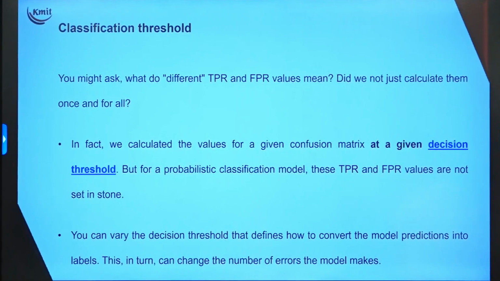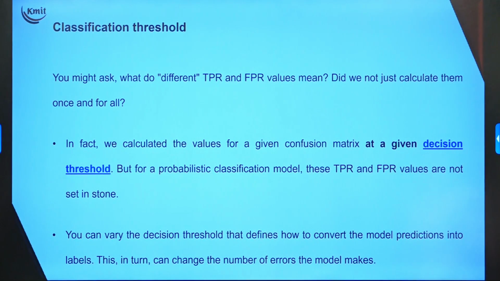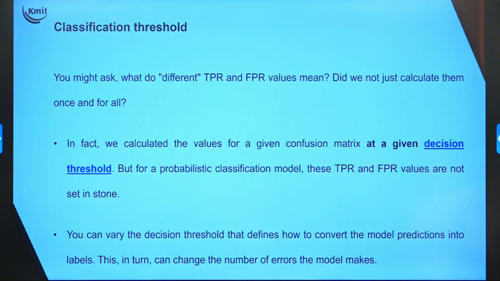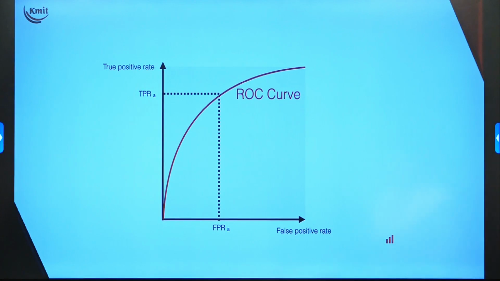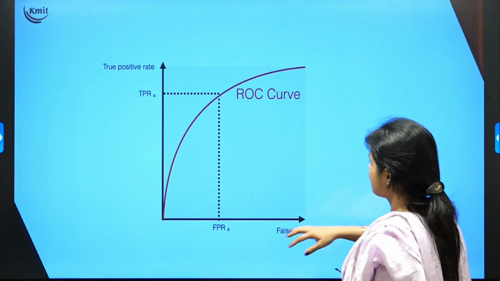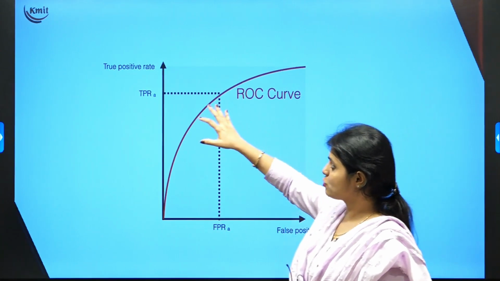receiver operating characteristics. You can vary the decision threshold. That will actually explain the model prediction into labels, such that we can avoid the errors. As you can see here, this is the ROC curve, which is plotted for false positive rates with respect to true positive rates.